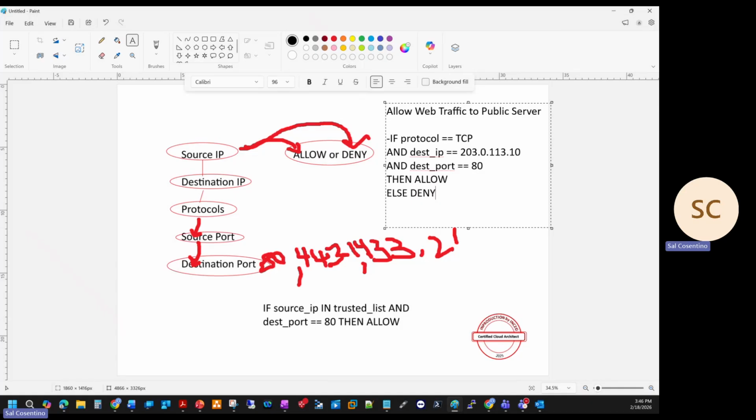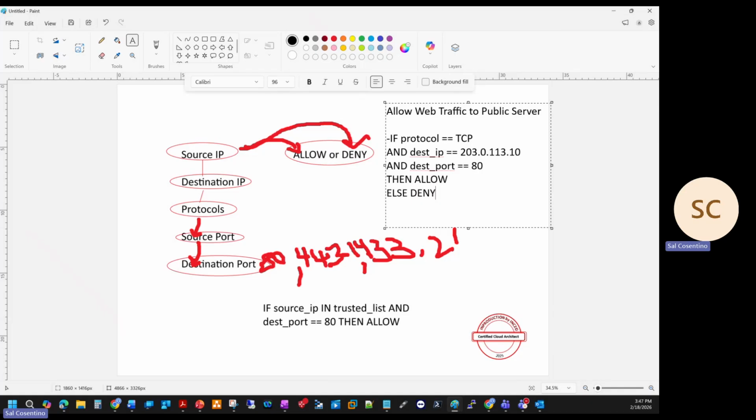TCP port 443, that's your HTTPS protocol. You can block different telnets. You can block traffic from suspicious IPs. You can allow DNS queries outbound. You can block IP pings from the internet. You can allow SMTP to the mail server only.